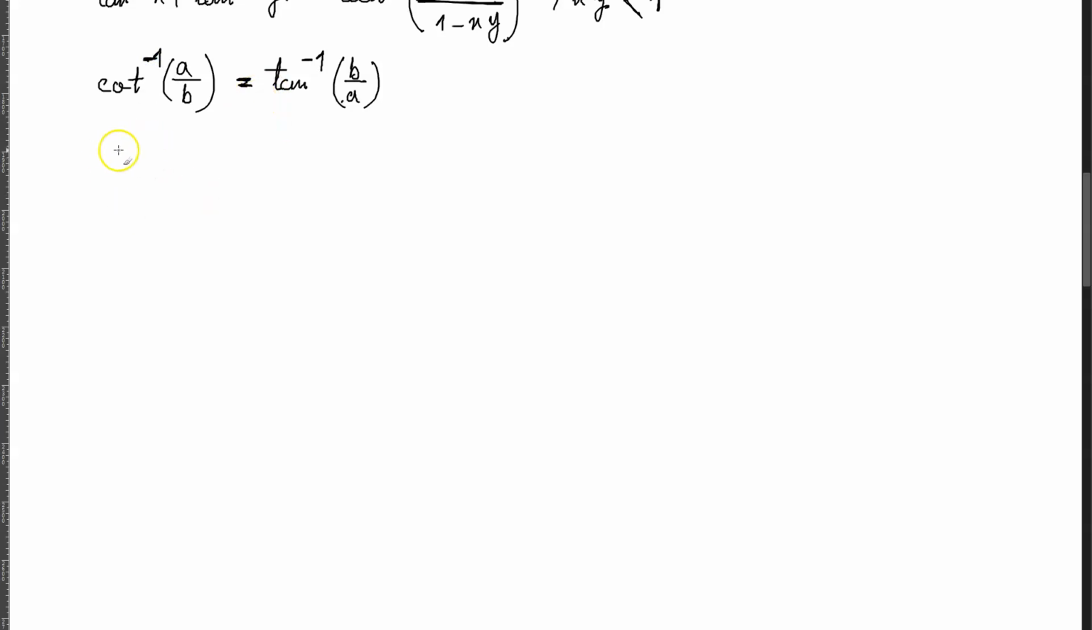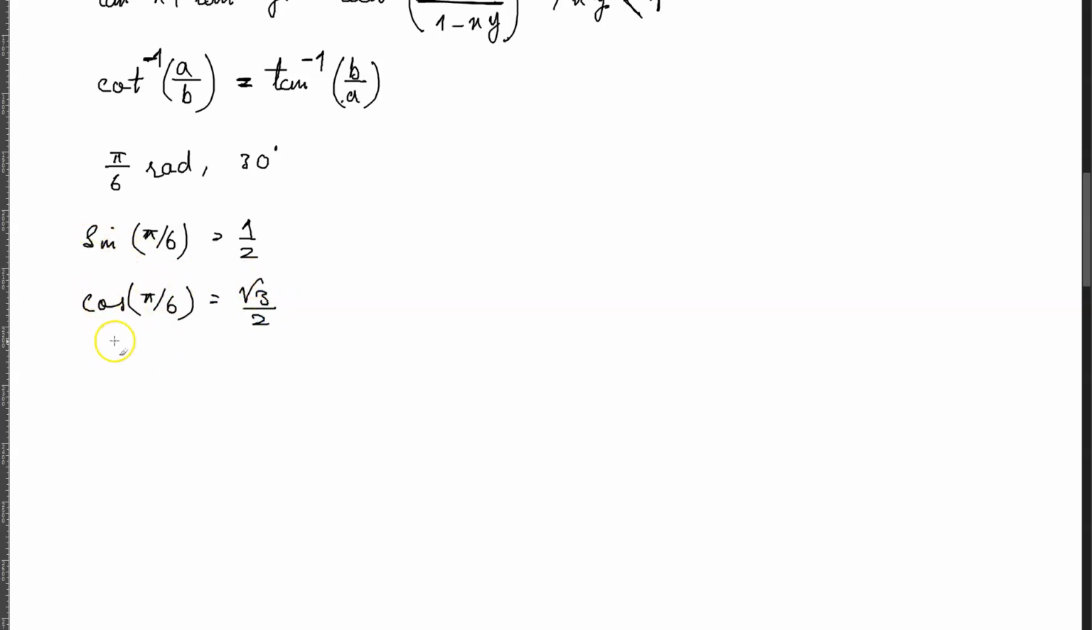for example, let's go for pi by 6 radians or 30 degrees. You know that the sine of pi by 6 is equal to 1 by 2. You know that the cos of pi by 6 is equal to square root of 3 by 2. You know that the tan of pi by 6 is equal to 1 over square root of 3, right?